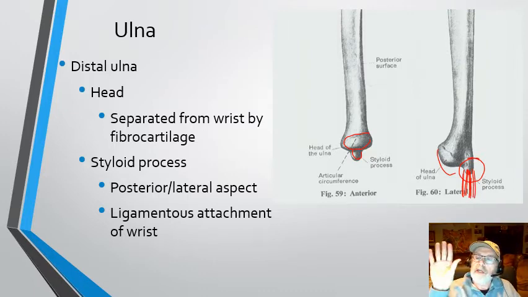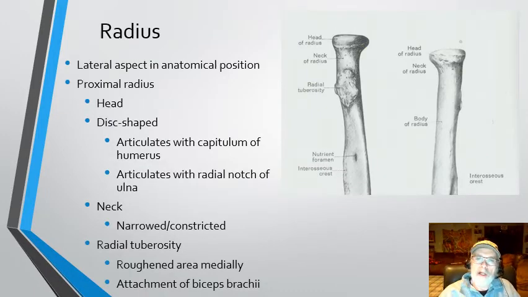And what that does is it prevents the hand from going too far this way. It limits that. In fact, if you take your hand, you can actually feel the ligament going from that styloid. It's like a little band going right here from the styloid up towards the carpal bones. It just prevents the hand from going too far that way. Okay. So that's the distal ulna. Pretty darn boring.